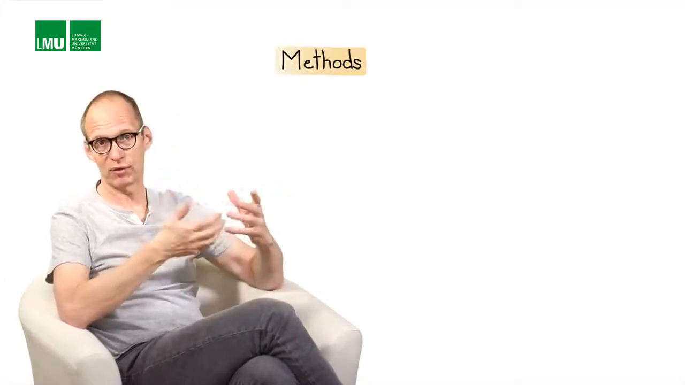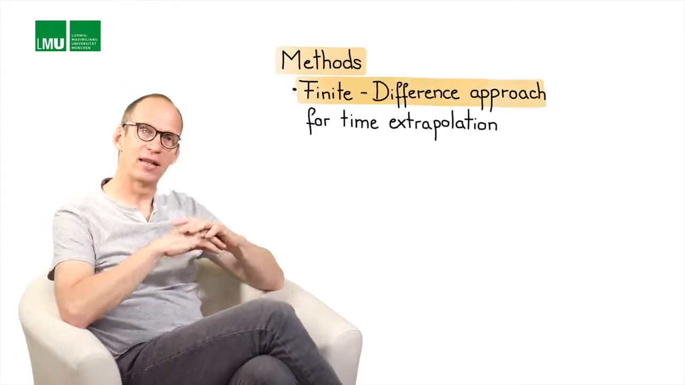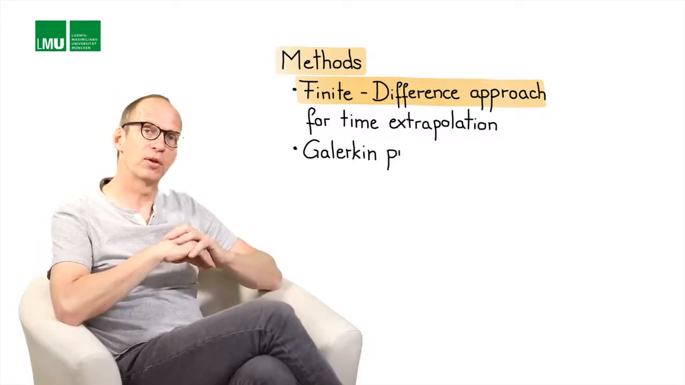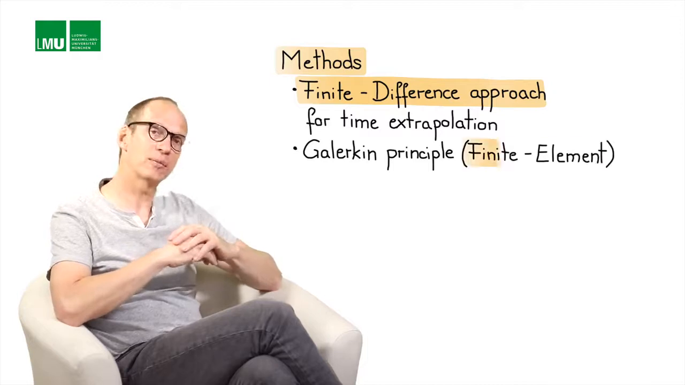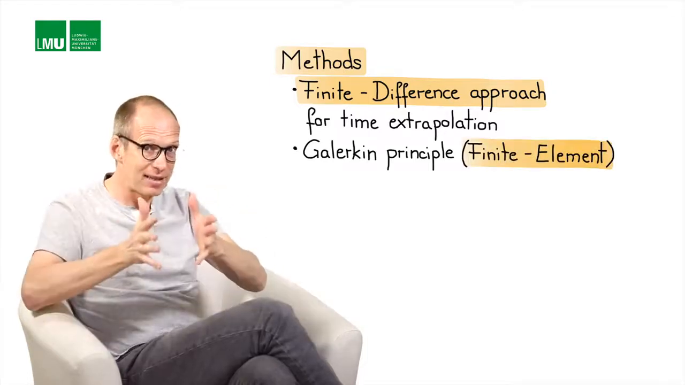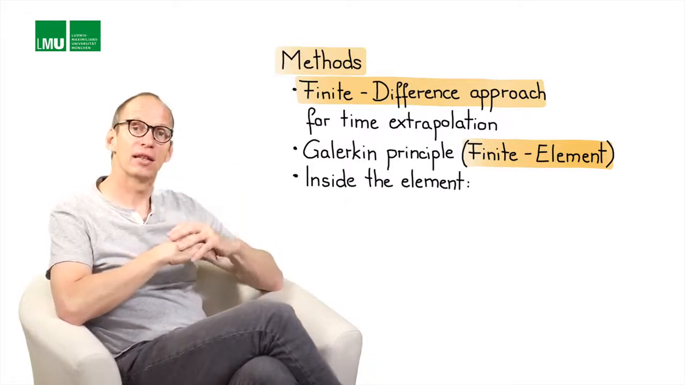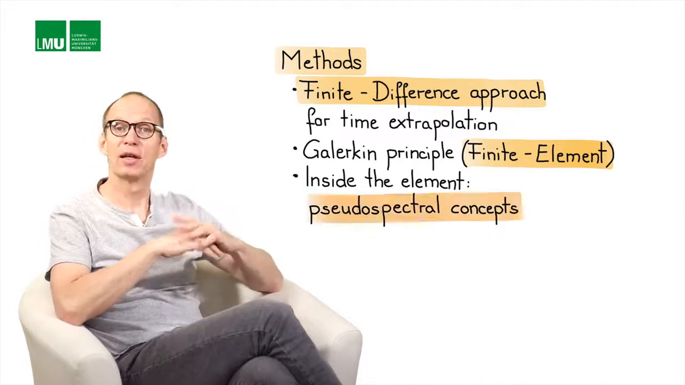Well, first of all, as usual, for the time extrapolation, we use the finite-difference type approximation. Then we make use of the Galerkin principle that we became familiar with during the week where we discussed the linear finite element method. And then inside the element, we make use of concepts that we looked at in the week where we discussed the pseudospectral methods.